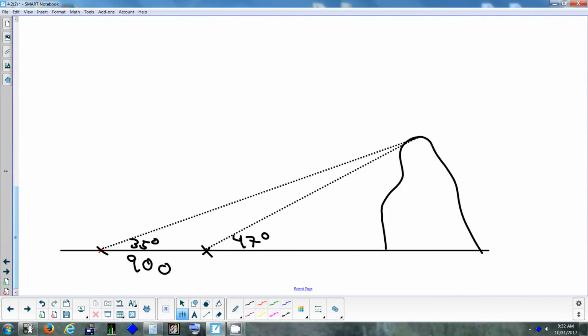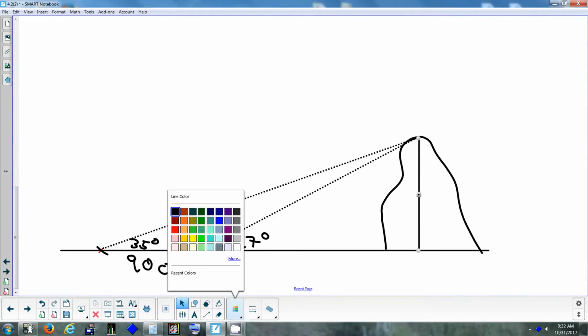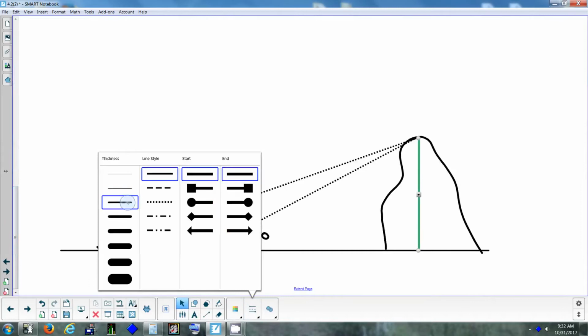All right, so what we really want to find is this. That's the height of the mountain. And I'll put that in green because that's what we really want to find.